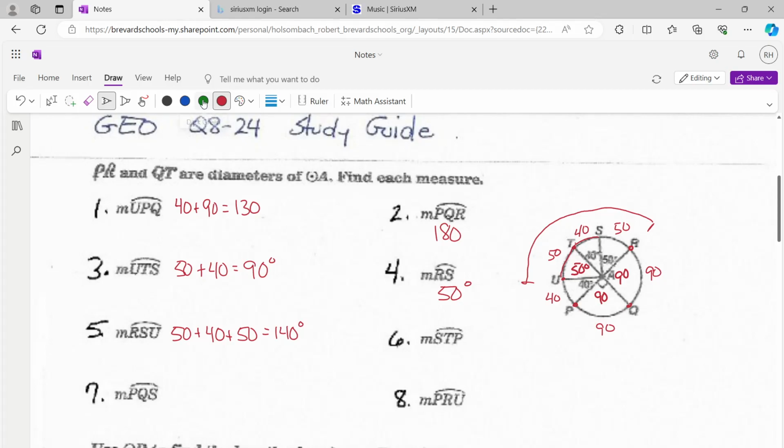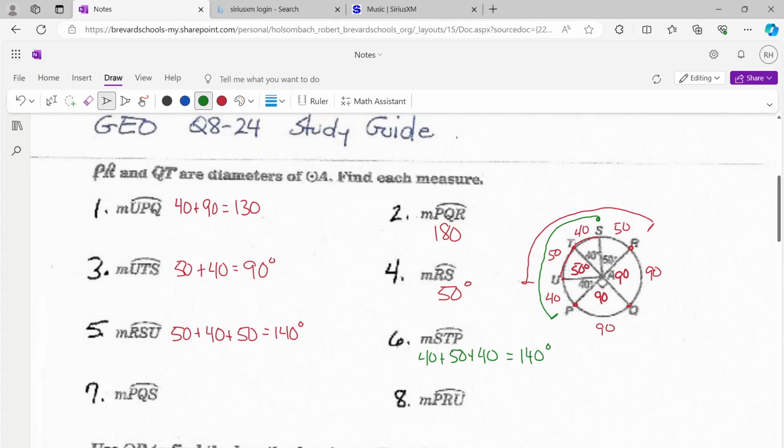STP, starting at S, which is right here, going through T and ending at P. So S through T, ending here at P. That's 40, 50, and 40 again. So 40 plus 50 plus 40 again is 140.